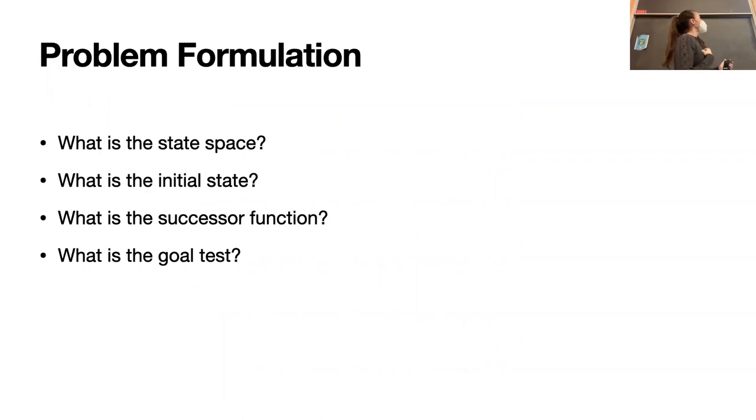What do you think would be the state space here? Maybe the board. Yeah, exactly. So the different positions of the board, right? What about the initial state? The initial board, just an empty assignment, okay? What would be the successor function? Exactly, each value that you're setting. And then the goal test would basically be to check if these things are consistent, right?